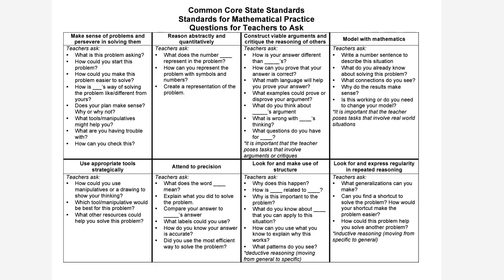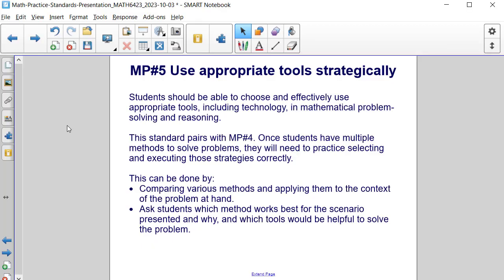Is this working, or do you need to change your model because the original one isn't producing an answer that makes sense? Mathematical practice standard number 5 is to use appropriate tools strategically. Students should be able to choose and effectively use appropriate tools, including technology, in mathematical problem solving and reasoning. This standard often pairs with mathematical practice standard number 4.